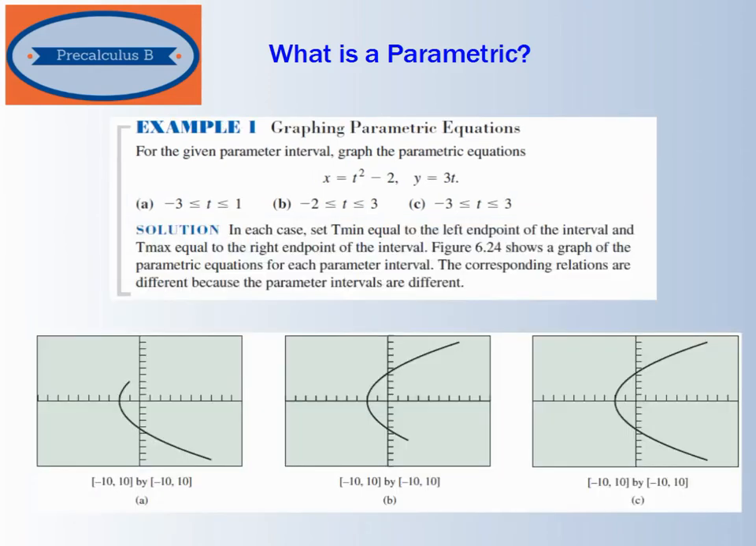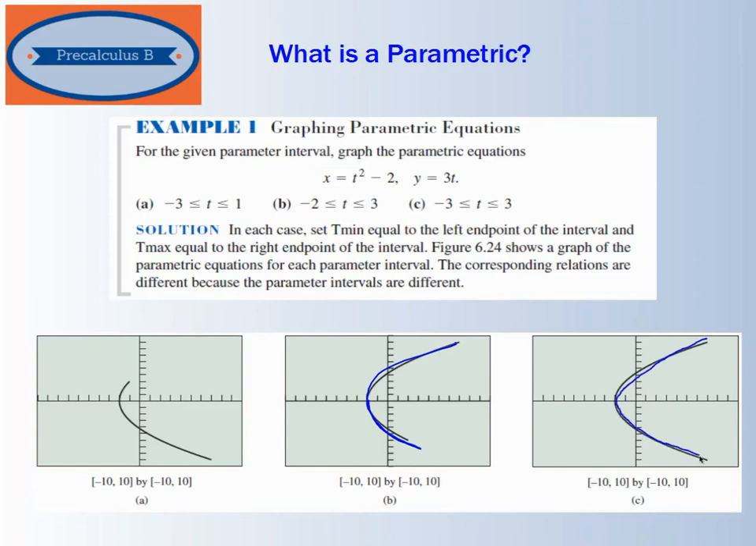And if we look at the graphs for each of these, we can see that, interestingly enough, even though our interval changed, it wasn't the interval for x, right? It's the interval for t. So we get different x values depending on the t. And if we go -3 to 3, we get the entire curve.